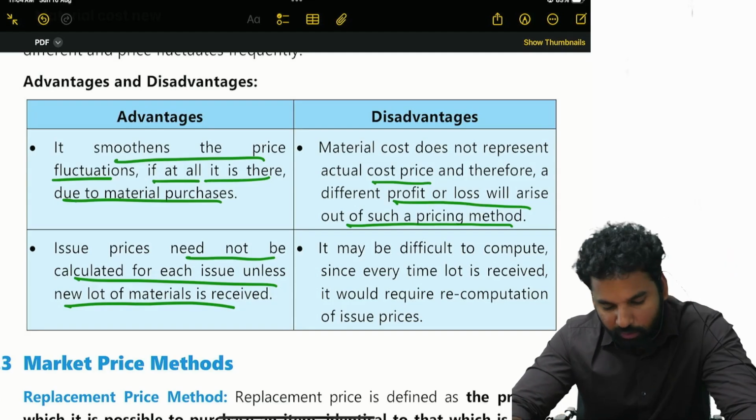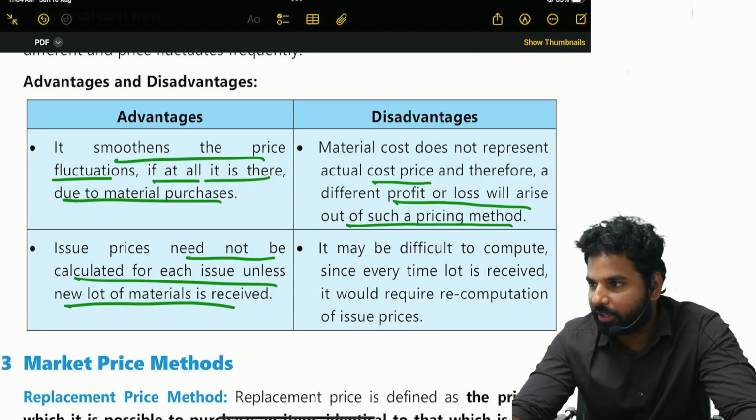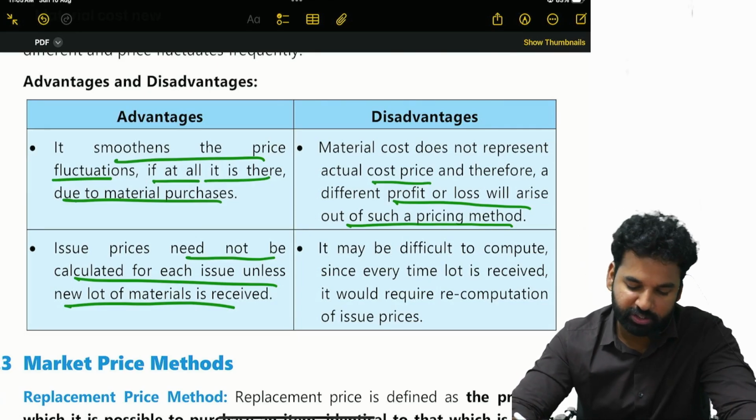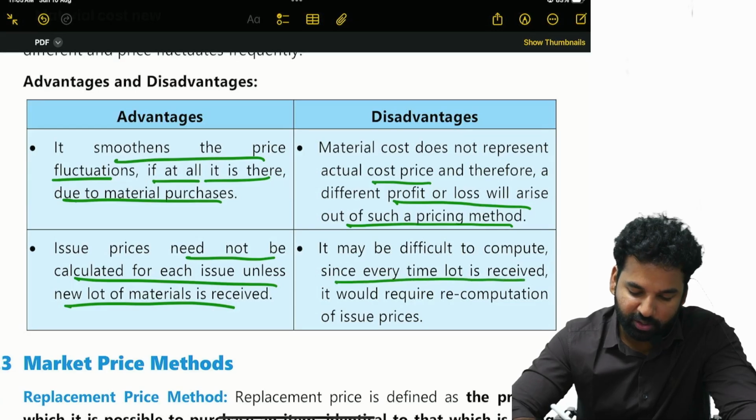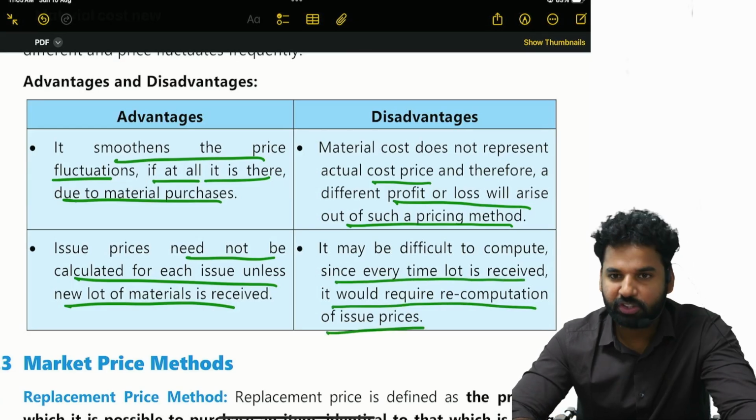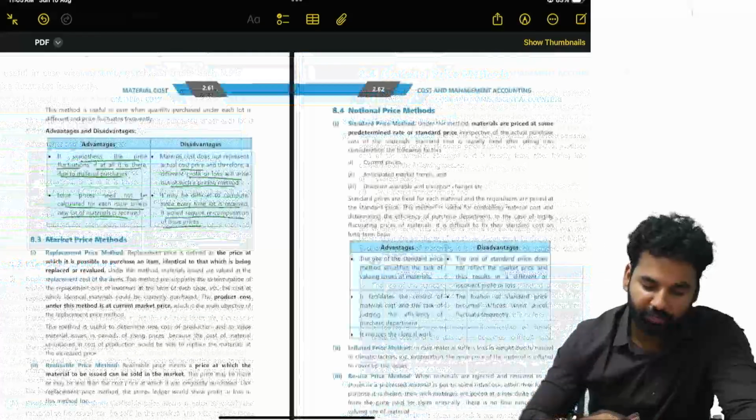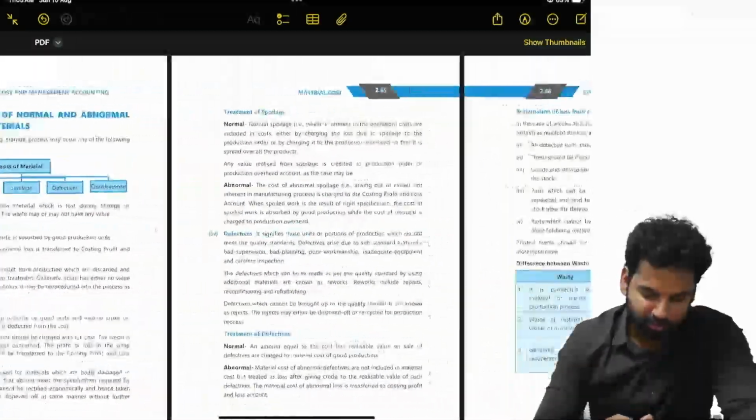It may also be difficult to compute. Generally, every time material issues and material receipts are there, we have to calculate the weighted average. So that's why the computation is a little difficult, since every time a lot is received, it would require recomputation of the issue prices. So this is the weighted average method. We have a question on this, so let's solve it.